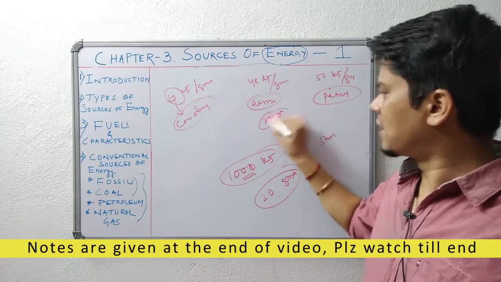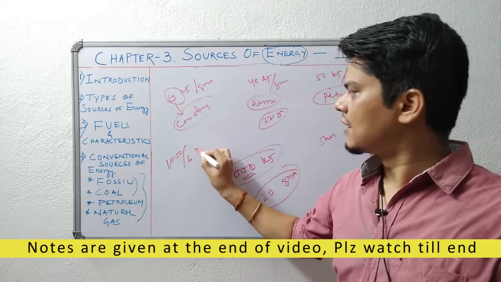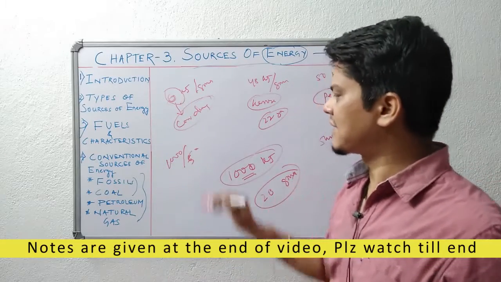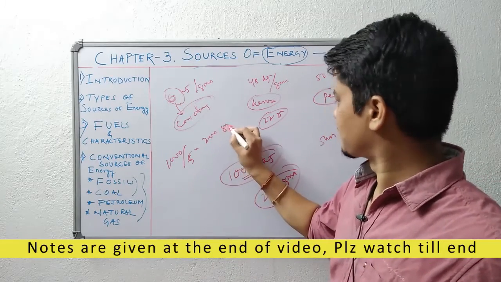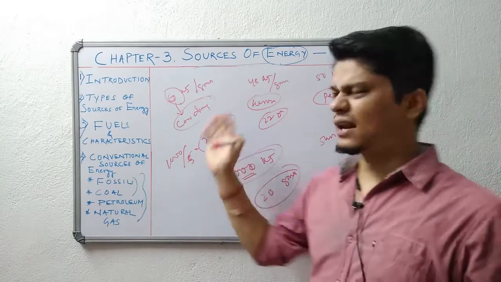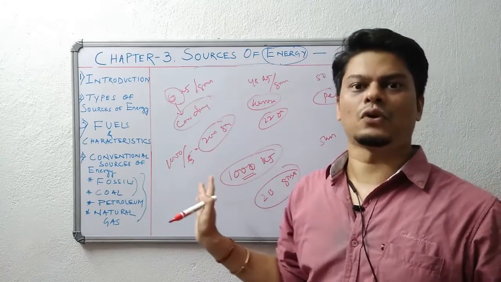But if you divide 1000 by 6, let us take it as 5, if it is not a good cow dung. So 200 grams. See the difference: 20 grams and 200 grams. So I need a lot of this fuel to produce the same amount of energy.